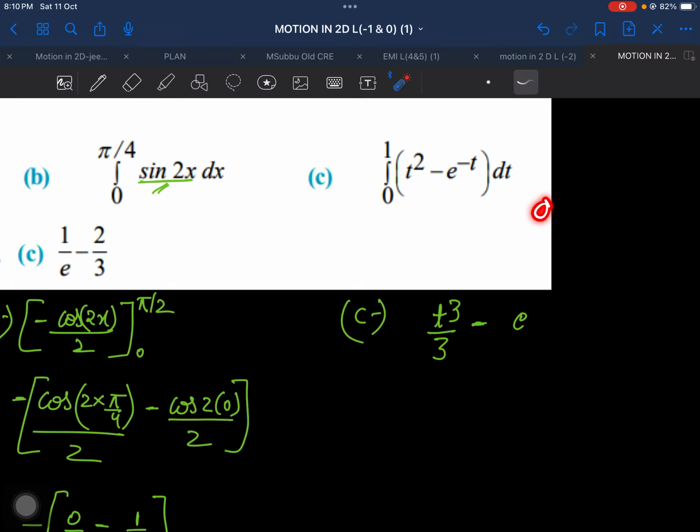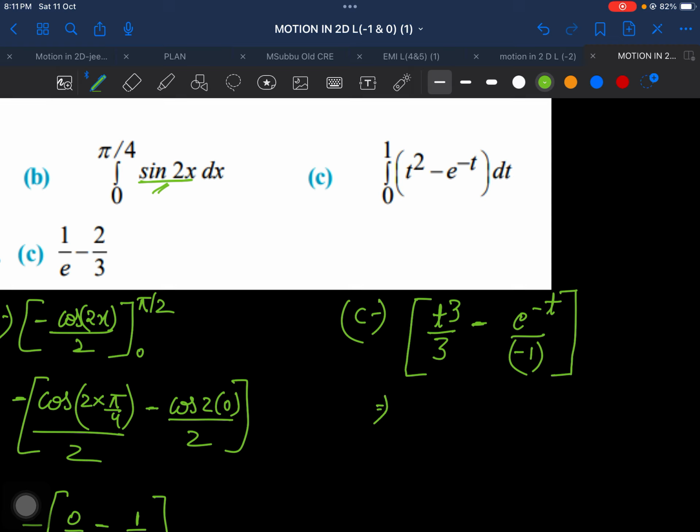In this case, this a is equal to minus 1. Okay, just check, all of you. So e to the power minus t divided by minus 1. Check, right? Now you have to put the limits. Check, all of you. Okay, how? So the limits are 0 to 1.